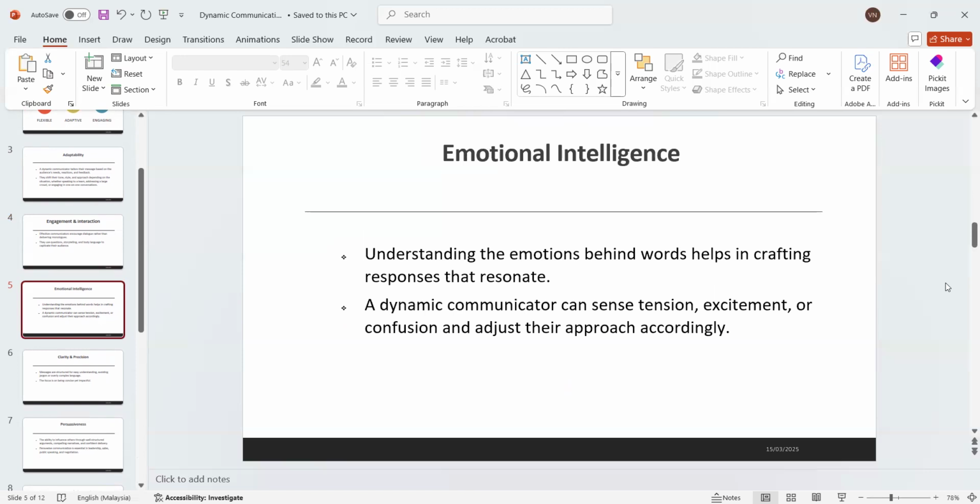Emotional intelligence. An effective communicator, a dynamic communicator who is interacting with people, has emotional intelligence because they understand their thoughts and feelings. They're able to understand the thoughts and feelings of others, and they will use words appropriately in crafting responses that resonate with your audience. If you're a dynamic communicator, you can sense the tension, sadness, excitement, confusion of that audience of yours and adjust your approach accordingly. You know how to talk to them according to the situation.